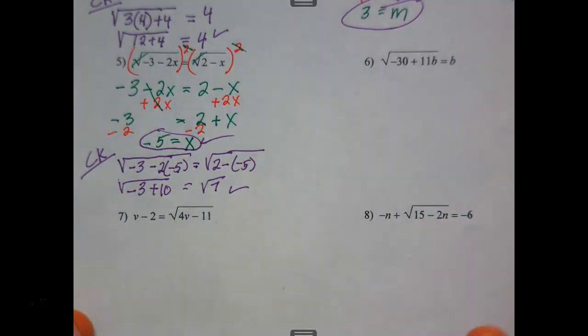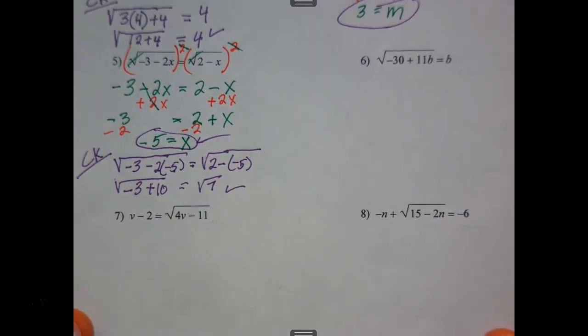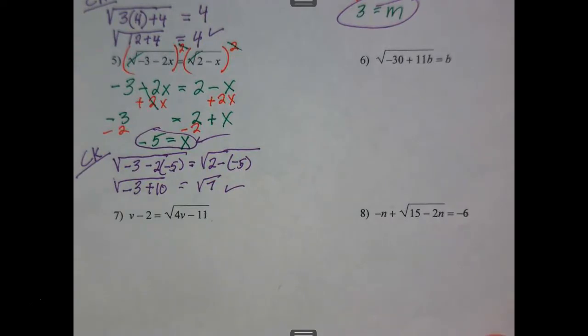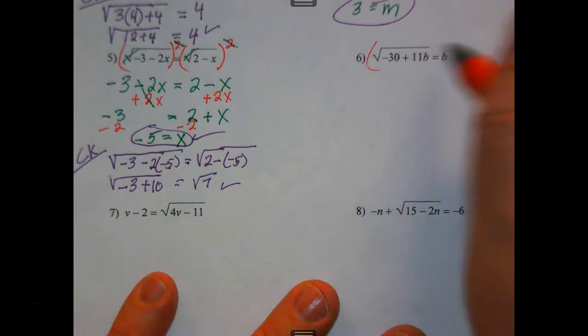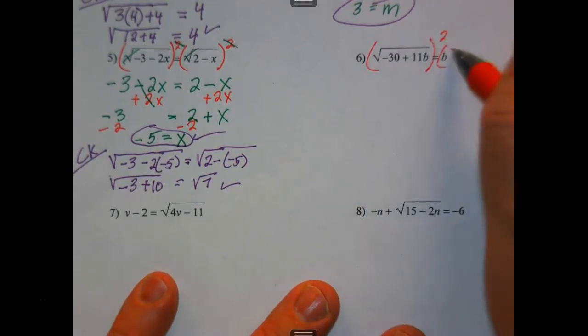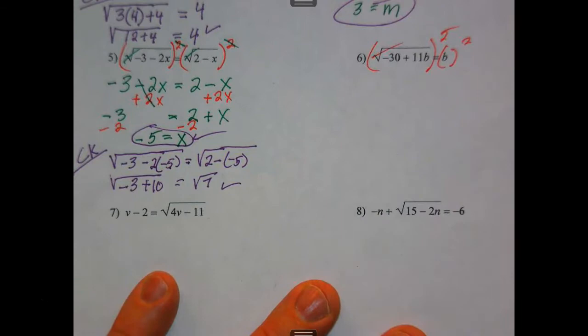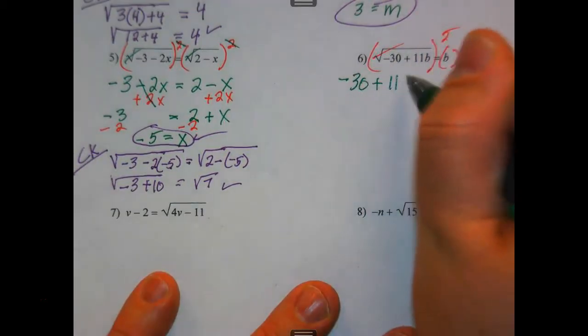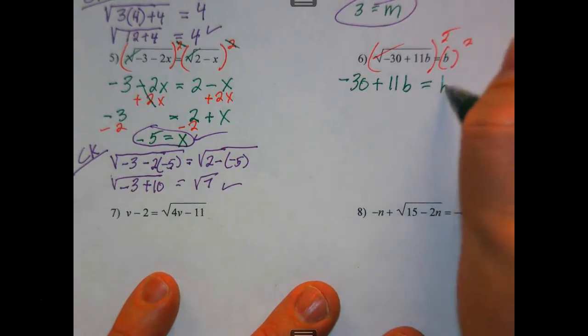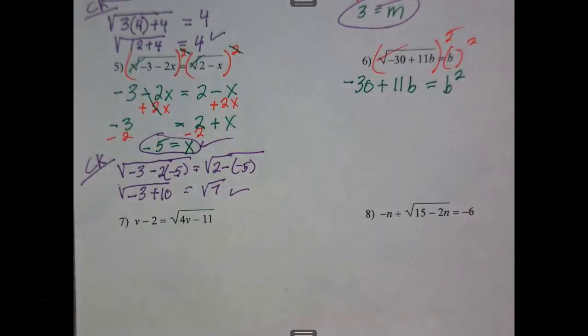Now we get into some funner stuff. Funner. Number 6. What do I do? Yeah, raise it to power 2. So negative 30 plus 11b equals b squared. Question. Now what?